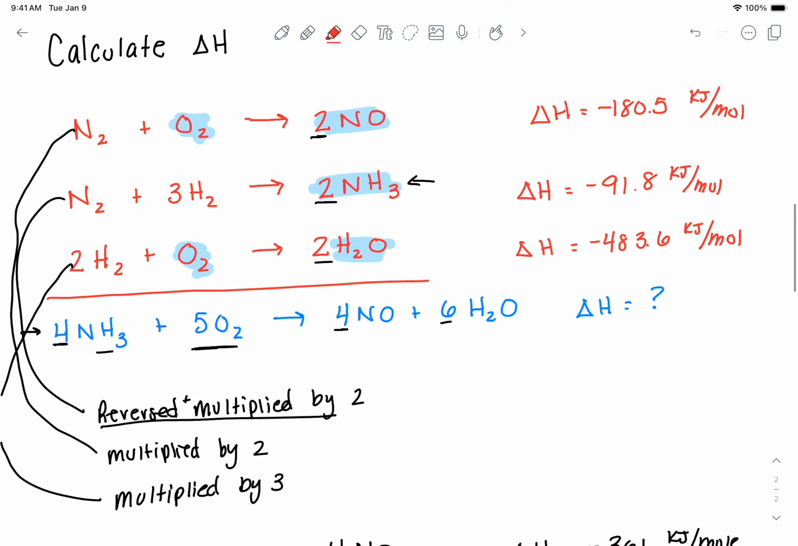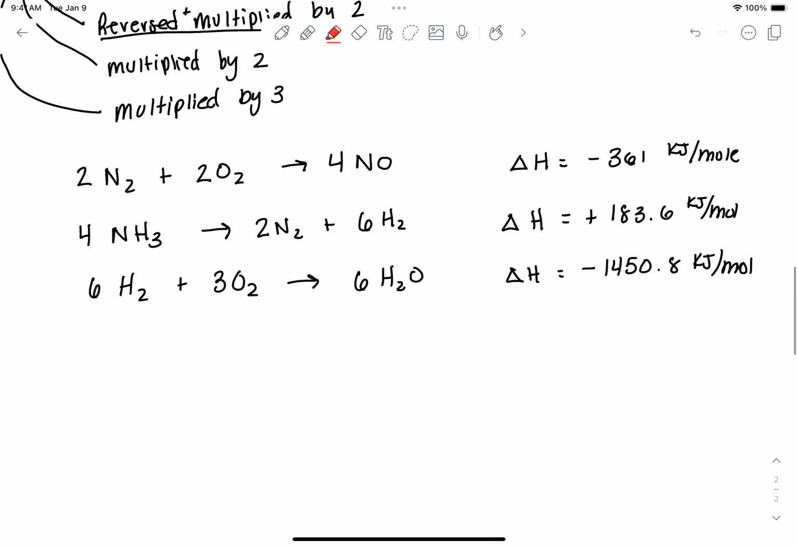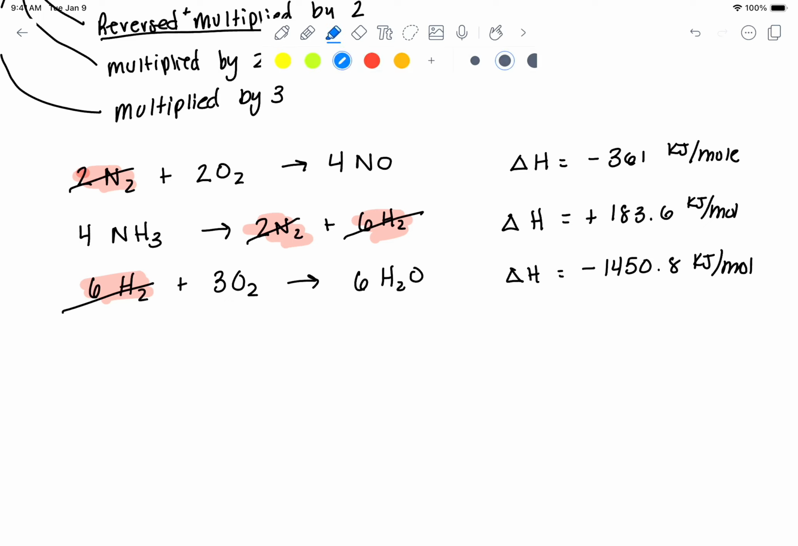Okay, so let's see what cancels out on either side. So we said that N2 and H2 are going to cancel. So I have 2 N2s here and 2 N2s there. I don't have N2 in any other spot, so they cancel out because they're equal on either side. I then have 6 H2s here and 6 H2s there. There's no other place that provides me H2s, so they cancel out. So that's everything that needed to be canceled.